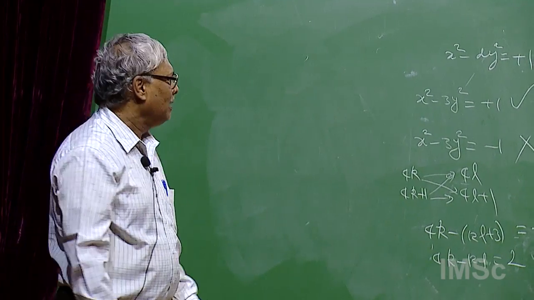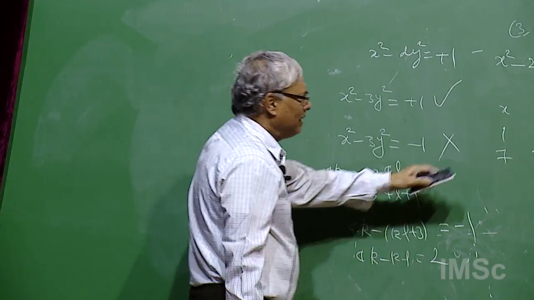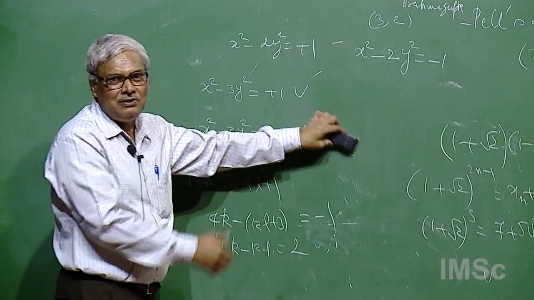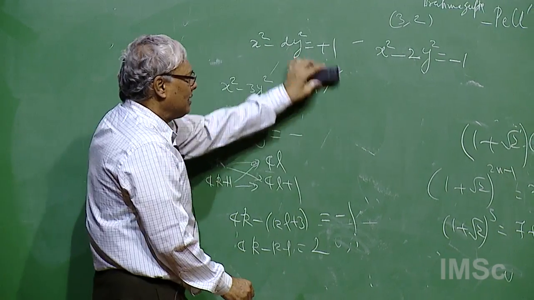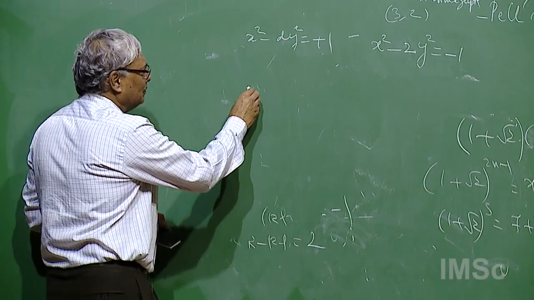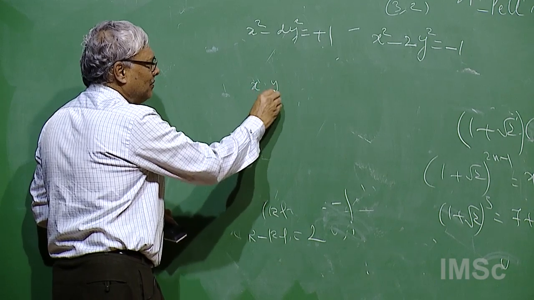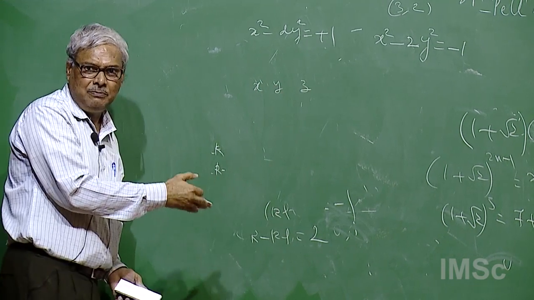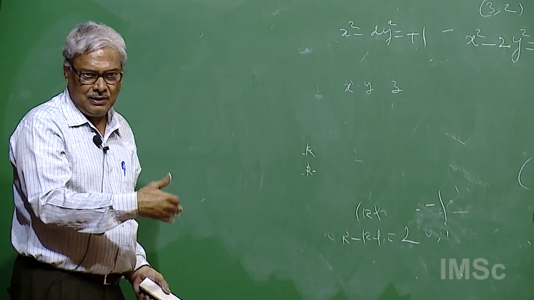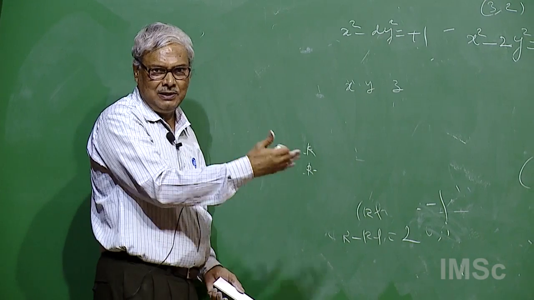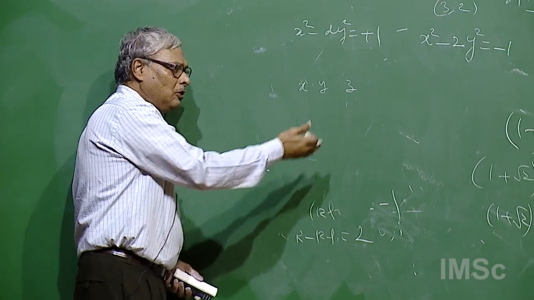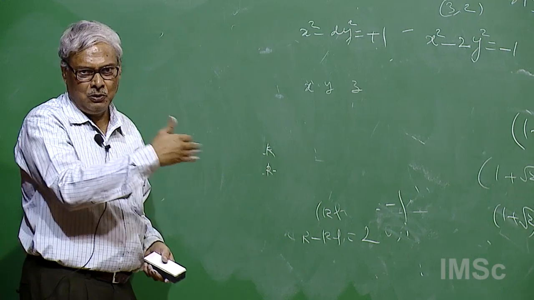And lastly, I will just give one application of this. So where do we apply these things? If you look at Pythagorean triples, okay, what are Pythagorean triples? x squared plus y squared is equal to z squared, where x, y, z are integers. They're called primitive if there are no common factors.